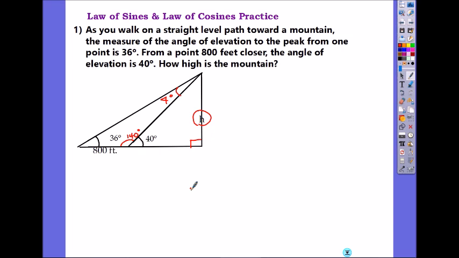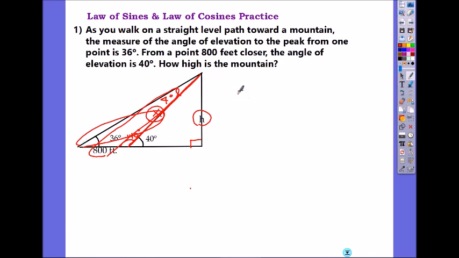So then what can you do? For this case, if you find this length right here, we can call it x. If you find the hypotenuse, since we are looking for the opposite of this angle, you can use sine to solve for height, right? So how do you find the length of x? Law of sine. Why? Do you see how you have a matching side and angle? 4 and 800. And this side is opposite to this angle, 36. So you can use the law of sine.